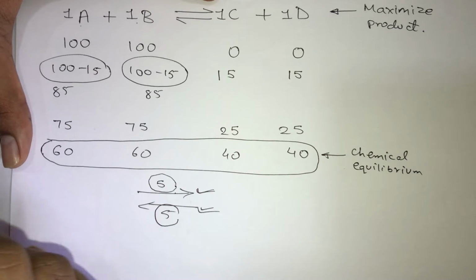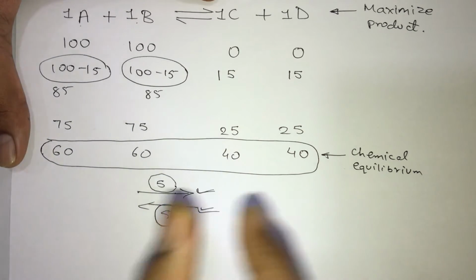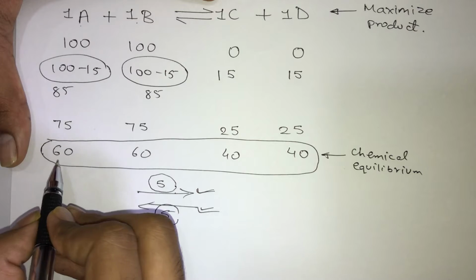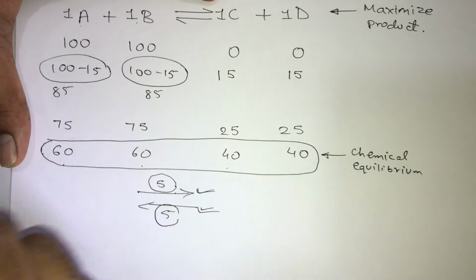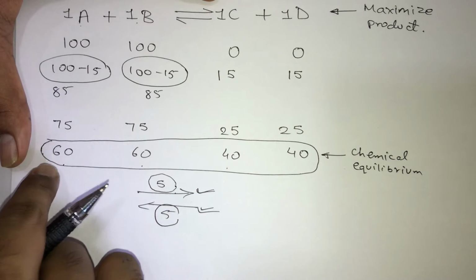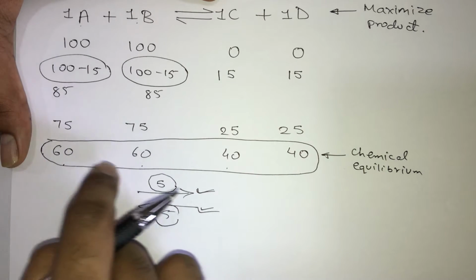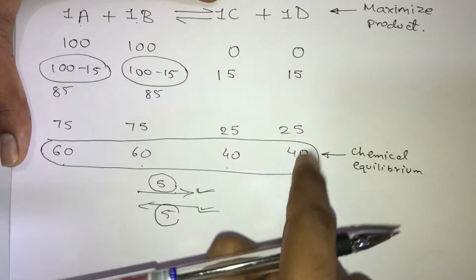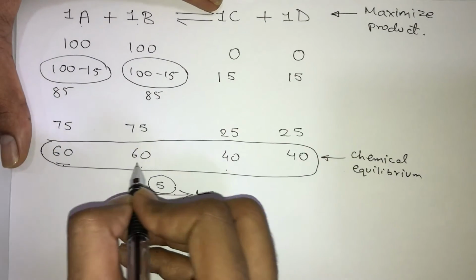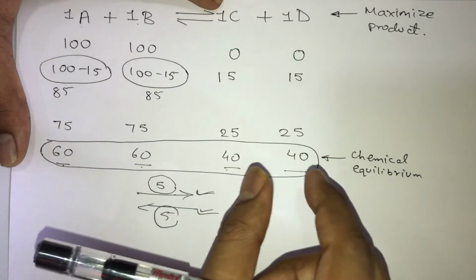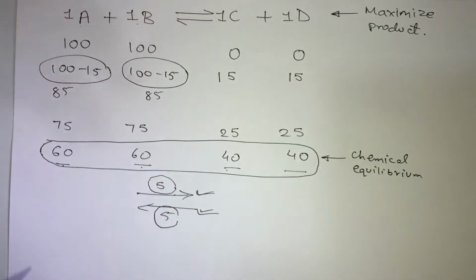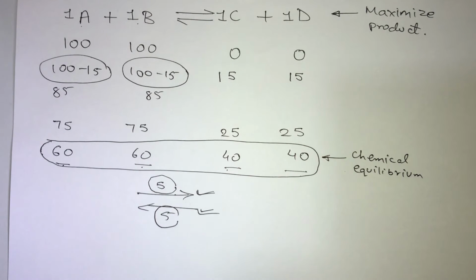So here can I say, since the same amount of products are being produced, the number of moles are not going to change. Now at chemical equilibrium, we will always have 60 moles of A, 60 moles of B, 40 moles of C and 40 moles of D. This ratio of concentrations is now constant. It is not going to change. Why? Because chemical equilibrium has now been established, and the same amount of C and D is formed, whereas the same amount of A and B is getting created in reverse.